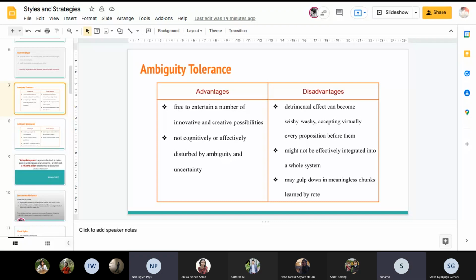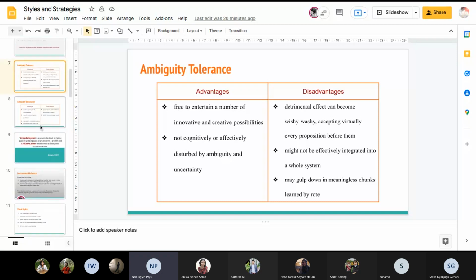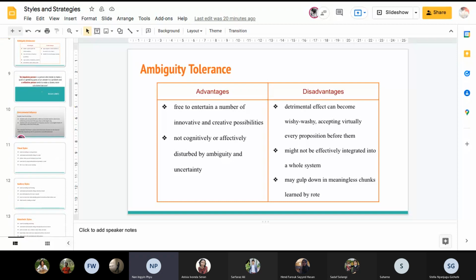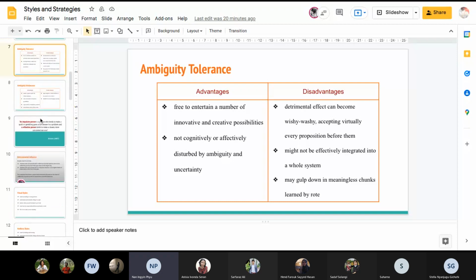Here you can see the ambiguity tolerance advantages and disadvantages. Of course, they can accept everything, so they are free to entertain a number of innovative and creative possibilities, because that student will be willing to listen to other people's opinions, whatever they are. They will just say yes and accept it. It means they can broaden their horizons, and are not cognitively or affectively disturbed by ambiguity or uncertainty. It won't affect them directly.